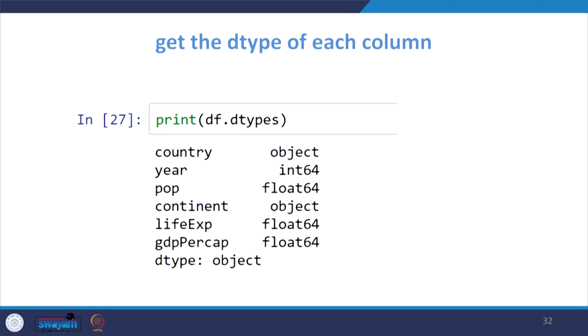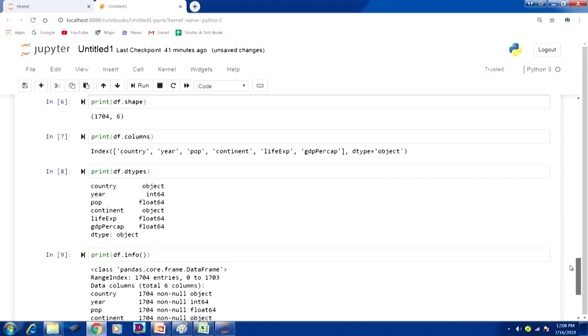Now we will go to Jupyter and run this command. You see line number 8, print df.dtypes. You are getting whatever I showed in the slide. Country is object, year is integer, population is float type of data, and so on.